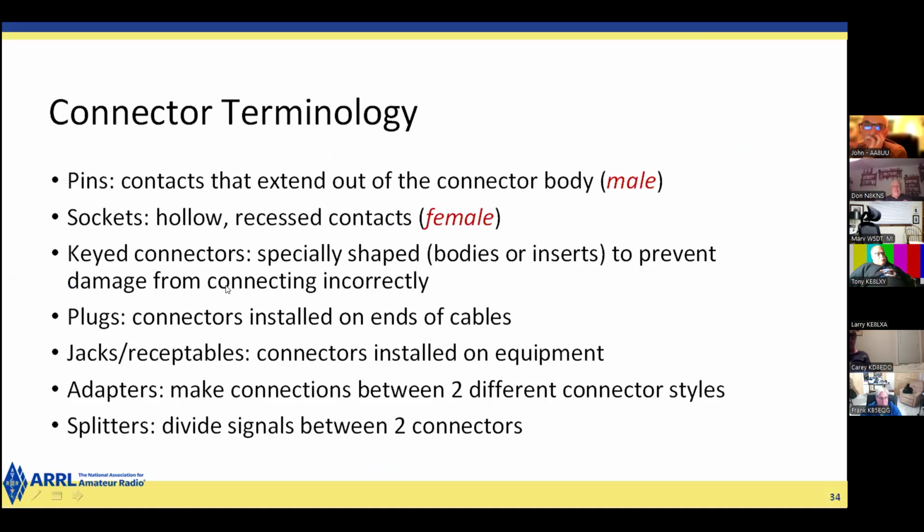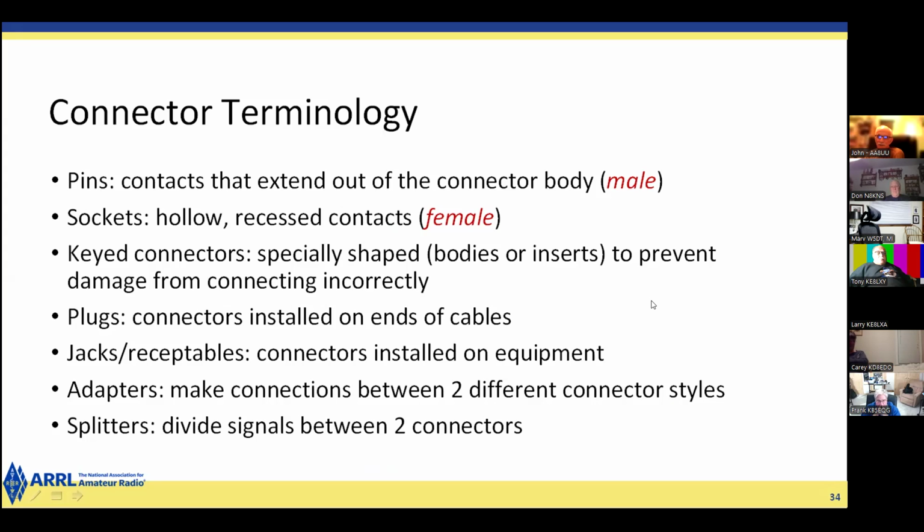Connector terminology. Pins: contacts that extend out from the connector body. Male. Sockets allow recessed contacts. Female. Keyed connectors: specially shaped bodies or inserts to prevent damage from connecting incorrectly. Plugs: connectors installed on ends of cables. Jacks, receptacles: connectors installed on equipment. Adapters make connections between two different connector styles. Splitters divide signals between two connectors.